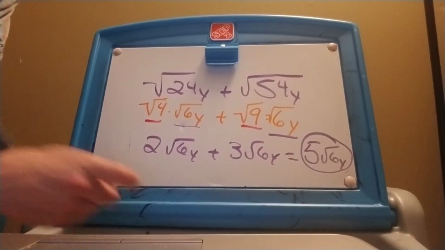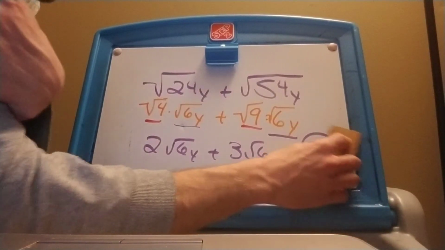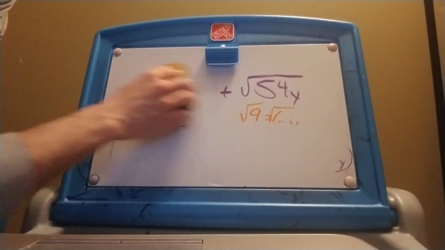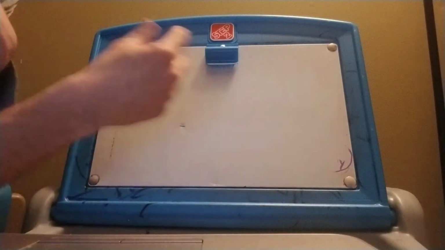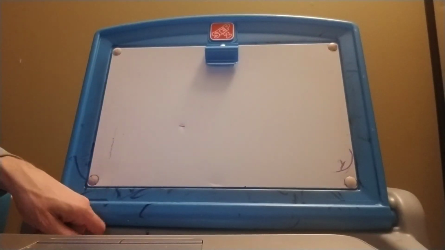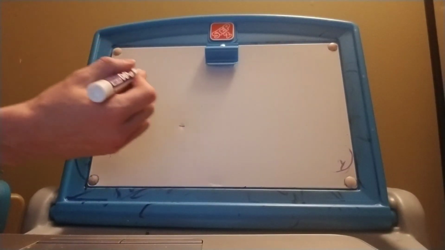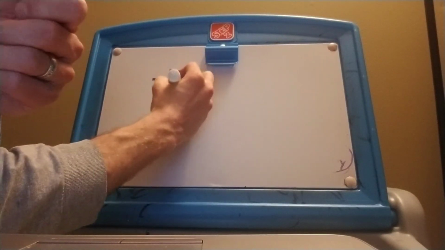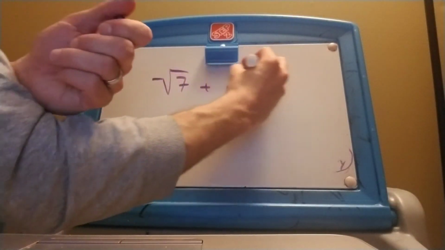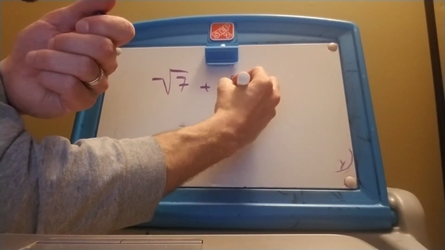I'm going to do a quick review of rationalizing the denominator in my last problem of this video, because this video is a little tricky. It's going to combine rationalizing the denominator with adding and subtracting radicals. So we're going to do the square root of 7 plus the square root of 1/7.